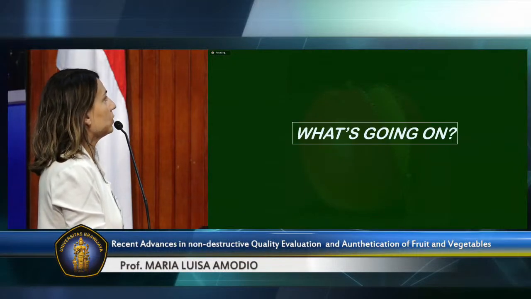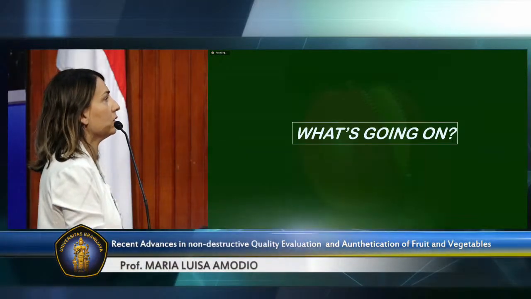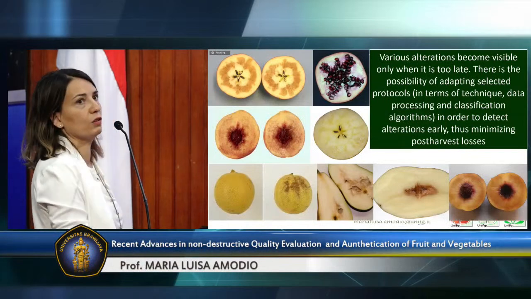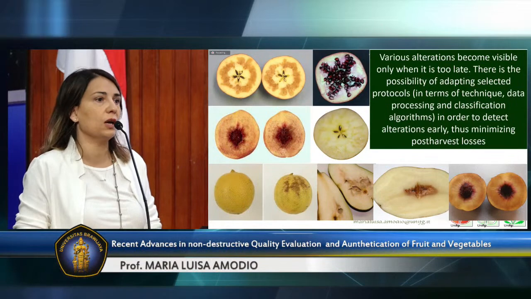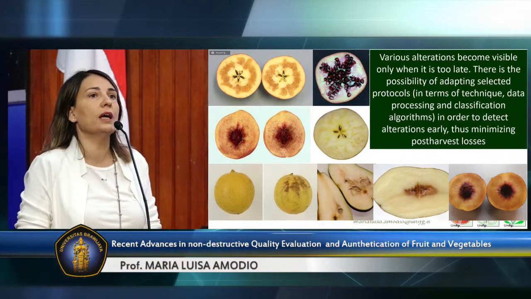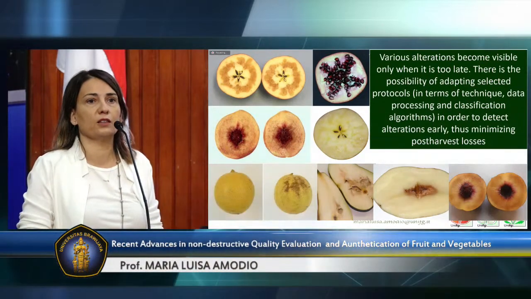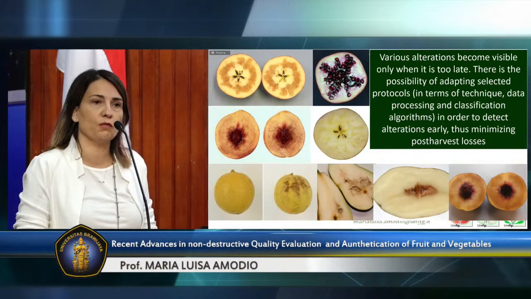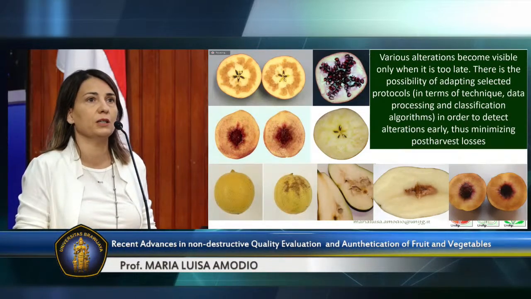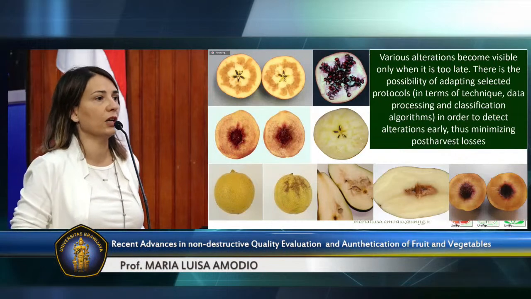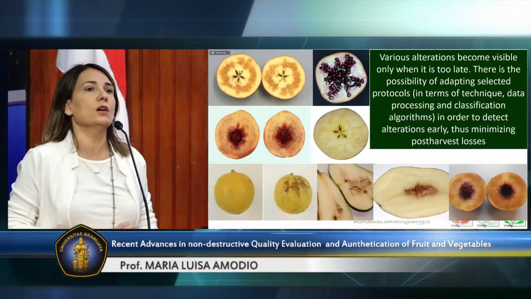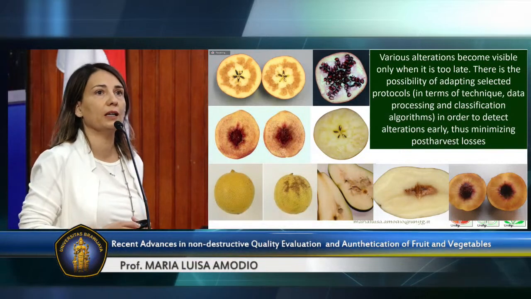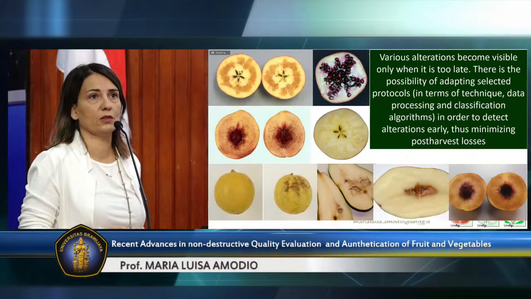In addition, we can know something else. So what's going on in our product? For instance, we might be able to know about physiological problems. And if we are able to detect a physiological problem before it becomes too late, we can make a correction in our post-harvest chain to minimize post-harvest loss. So we can adapt protocols based on this.